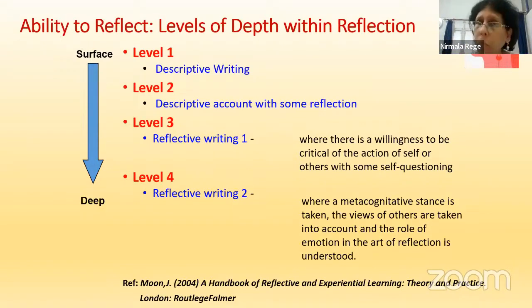of their reflection, whether it is superficial level 1, that is just descriptive writing, or it is level 2, where there is some description, but it is associated with some reflection. It could be level 3 writing, which is reflective writing, where there is a willingness to be critical of the action of self. Because when you are writing the reflection, as I said earlier, it should be why and how we are thinking the way we are thinking. In doing so, we are trying to question our own assumptions, our own values, because based on that, we are doing some action. Now we want them to see whether they are doing that or not.